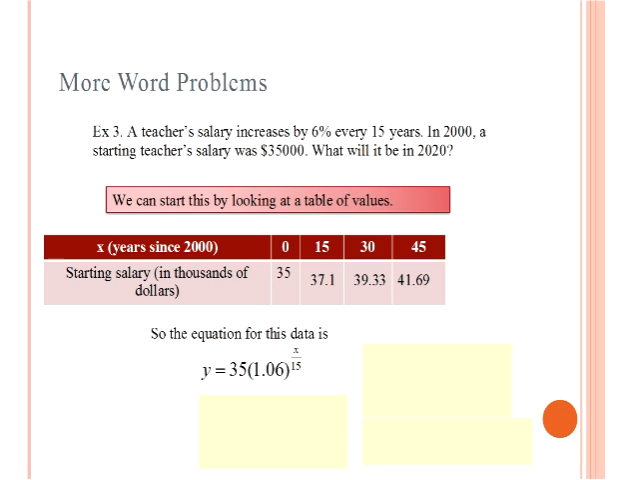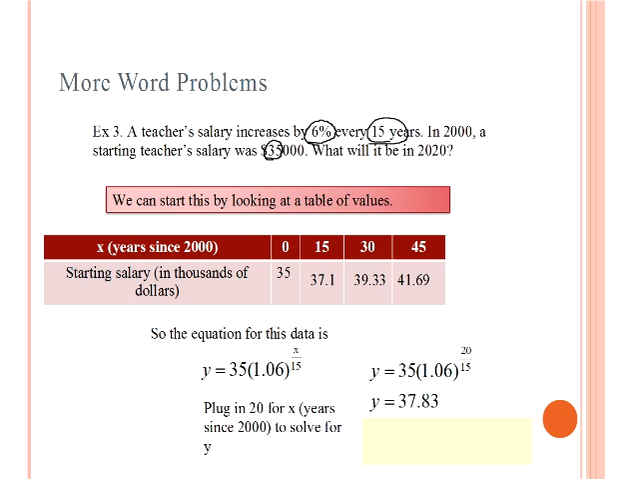I could quickly see from this equation that since I started with 35,000 and I increased by 6% every year, I can get this equation. So now I'm trying to figure out what this would be in 2020. Well, that's 20 years after we started, so I'm going to plug in x equals 20, and then use my calculator to solve. And this means that the starting teacher's salary would be $37,830, which again, you can see, the 20 kind of shows up right in here, and that's where this value shows up. So we know we have a reasonable answer.